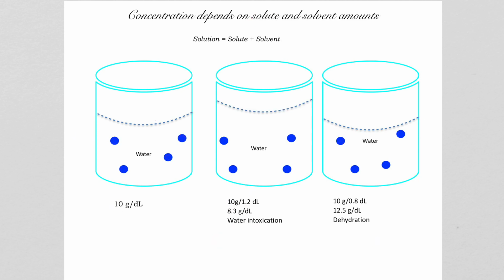So in this case, going back to this example, now the solute is the same, still 10 grams, but the solvent volume has gone down to 0.8 deciliter. So instead of 100 mils, it is 80 mils. So 10 divided by 0.8, the concentration goes up from 10 to 12.5. And this is what we see, for example, when we lose our water during dehydration.